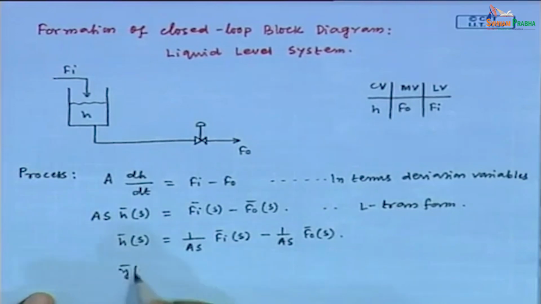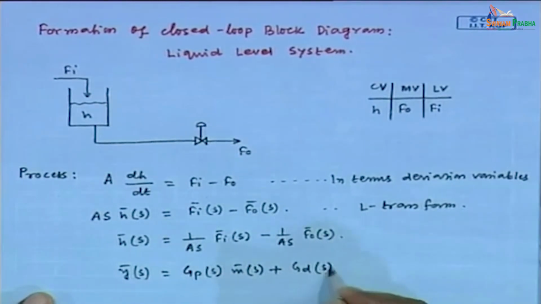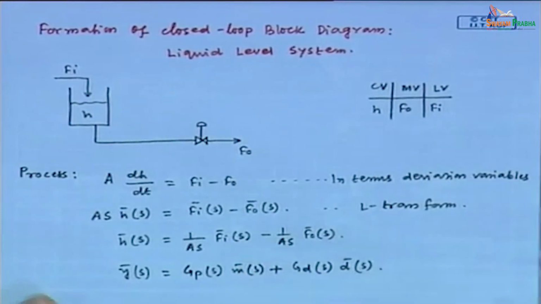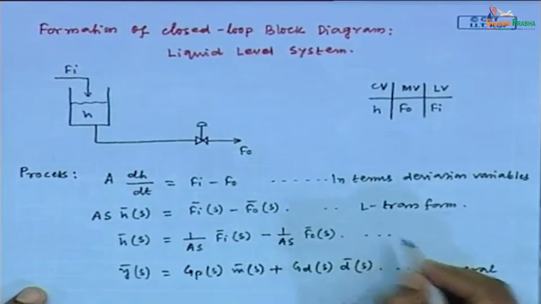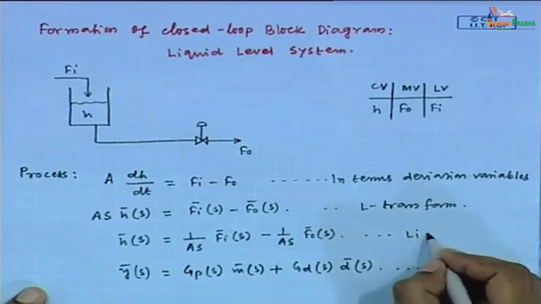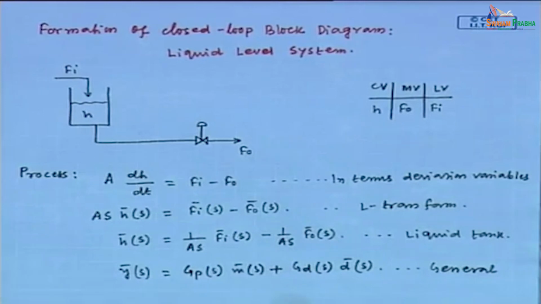Now, what is the general form? The general form is Y bar S equals GP S M bar S plus GD S D bar S. This is the general form, and this is for the liquid tank system. Comparing these last two equations, we can easily get the transfer functions GP and GD.